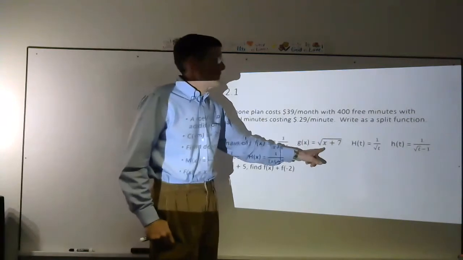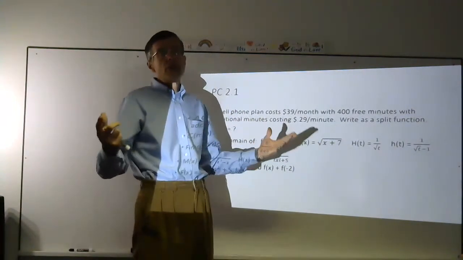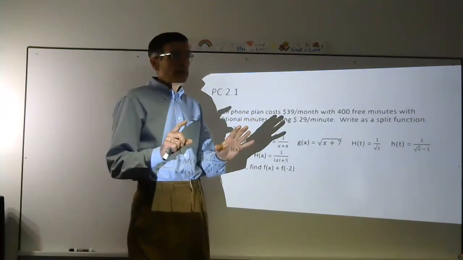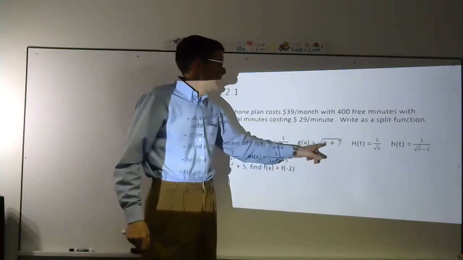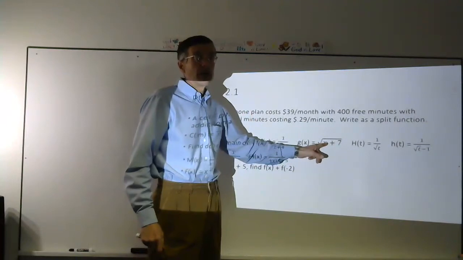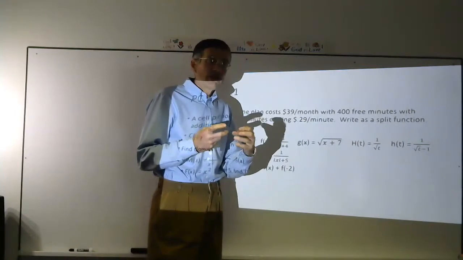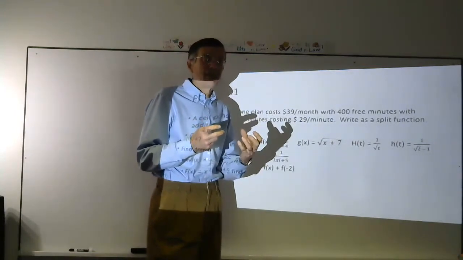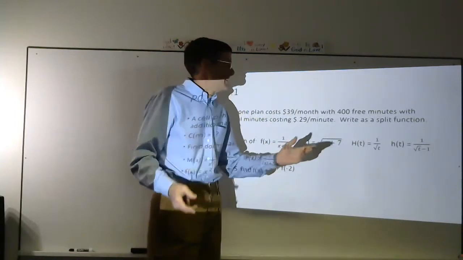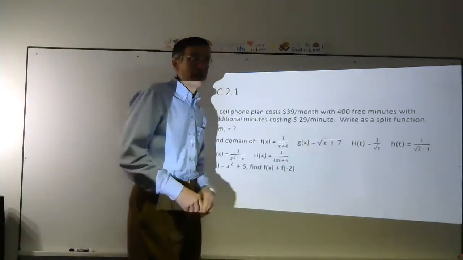Could x be -7? -7 plus 7, yeah, that's 0. Square root of 0 is 0. That's good. So -7 is okay. But what about -8? If x is -8, I'm in trouble. I'm trying to take the square root of a negative. Okay? What about anything just slightly more negative than -7, like -7.1? -7.1 plus 7 is still negative. You can't do it. Okay?